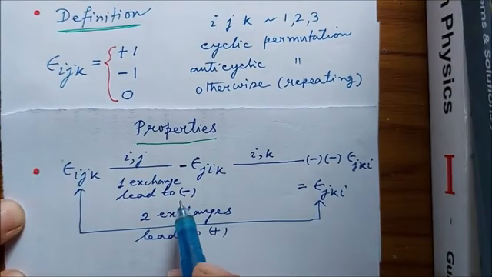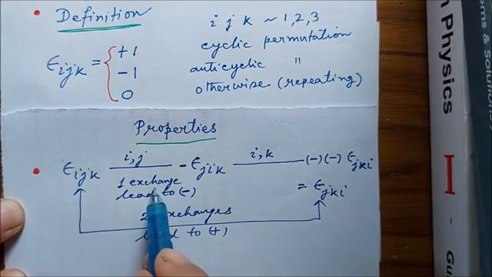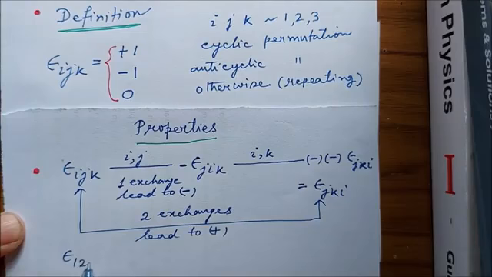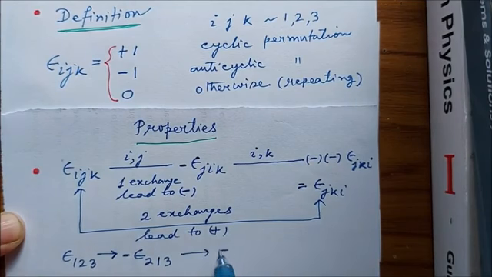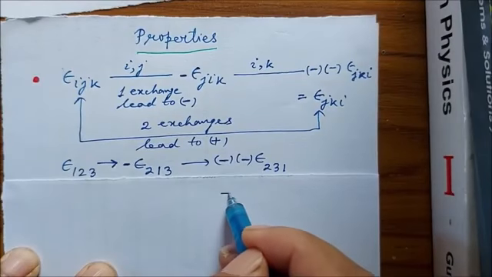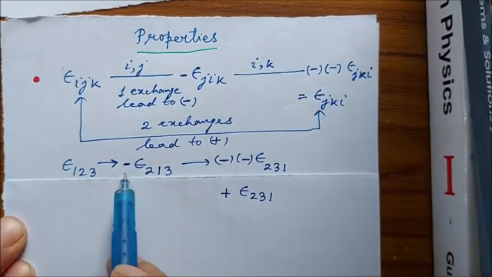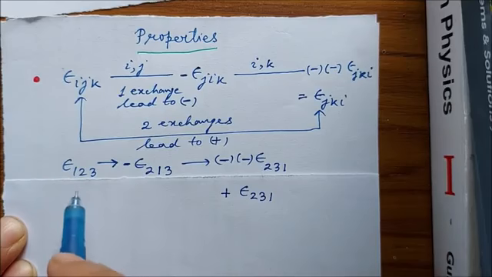And the rule is, for odd permutations or odd exchanges, we'll have minus, and for even exchanges or even permutations, we'll have plus. So for example, let us start with 1, 2, 3. Let us make one exchange of 1 and 2, so it becomes 2, 1, 3, and it will be preceded by a negative sign. If we make a further exchange of 1 and 3, then we have 2, 3, 1, and another negative will come, and minus minus is plus, so we have plus 2, 3, 1.